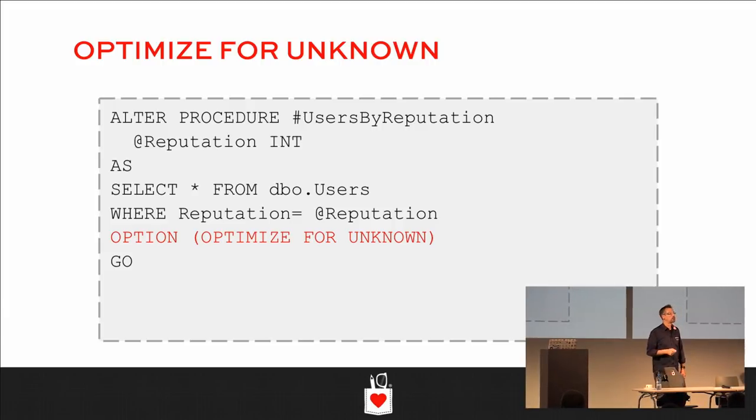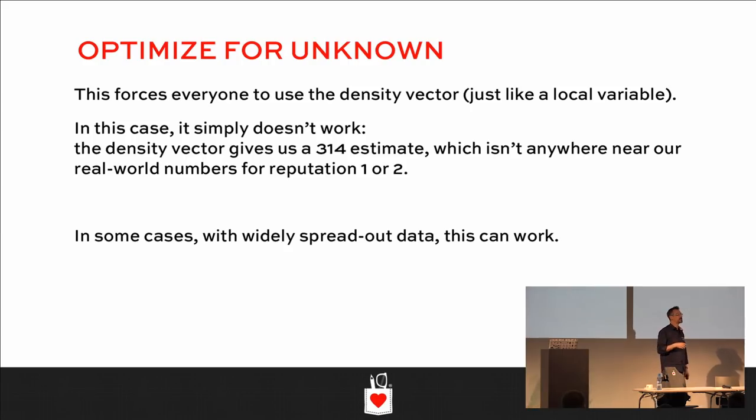Optimize for unknown works just like declaring a local variable. It says, I want you to optimize this query for the average reputation. In my case, at the Stack Overflow query, that means I would optimize it for 314.7 rows. That sucks. That would cause the parameter sniffing problem to happen for me. Yes, it would be great for tiny amounts of data, but when someone runs it for reputation one, my server's going to fall over again.